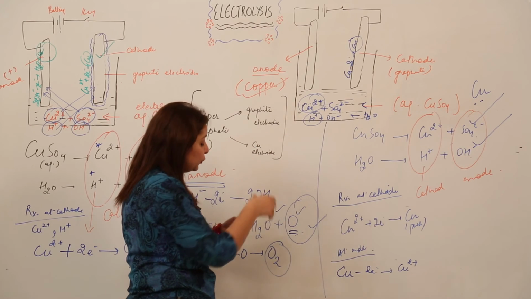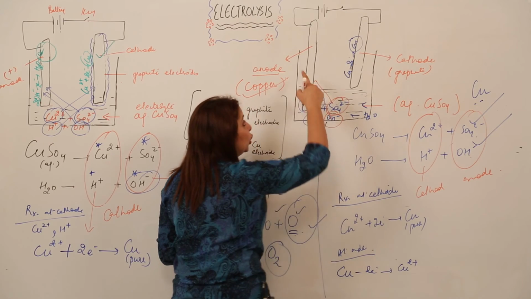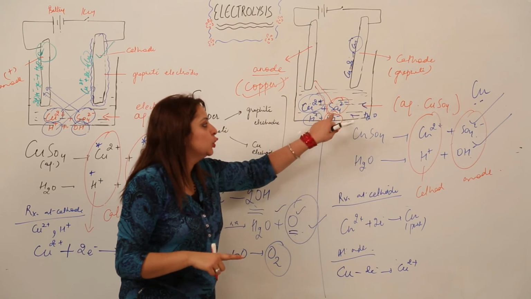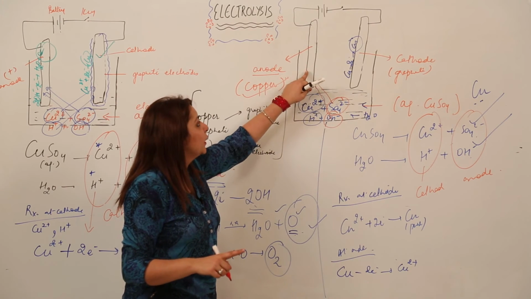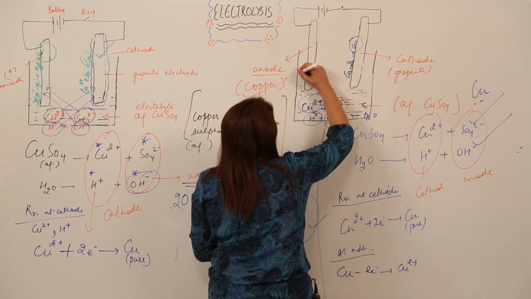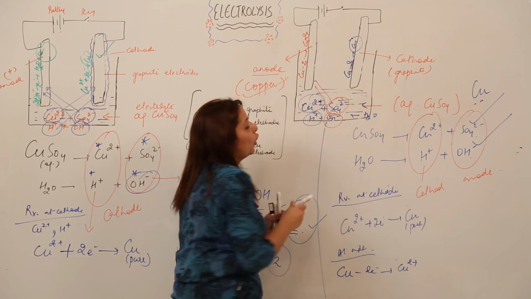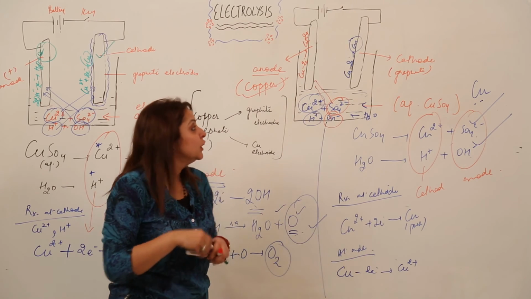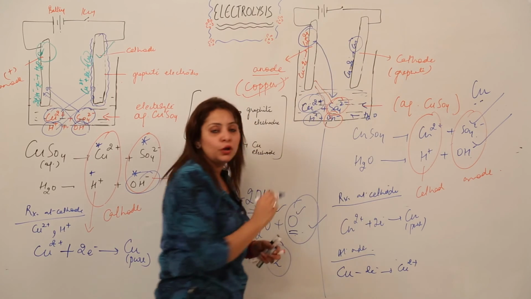Now what goes to the anode? Obviously these ions move towards the anode, but since it is already made up of copper, out of them neither this nor this is going to show oxidation. It is the copper, the component of the electrode, which is going to get oxidized. So this copper electrode loses 2 electrons and forms Cu2+. So here you can say it is being oxidized. Now what happens to these copper ions? They move into the solution, right.